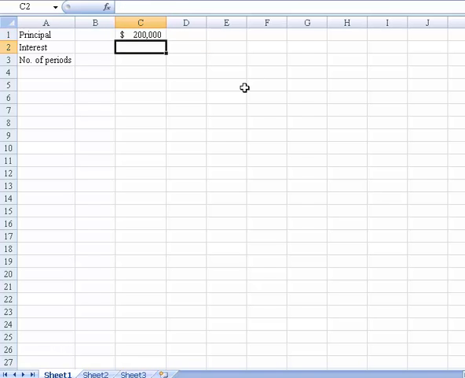The interest amount given in this problem was 8%, so we'll enter that. And the number of periods, it's a 5-year installment note, so we'll put 5 here. And then we need to determine what the payment is.